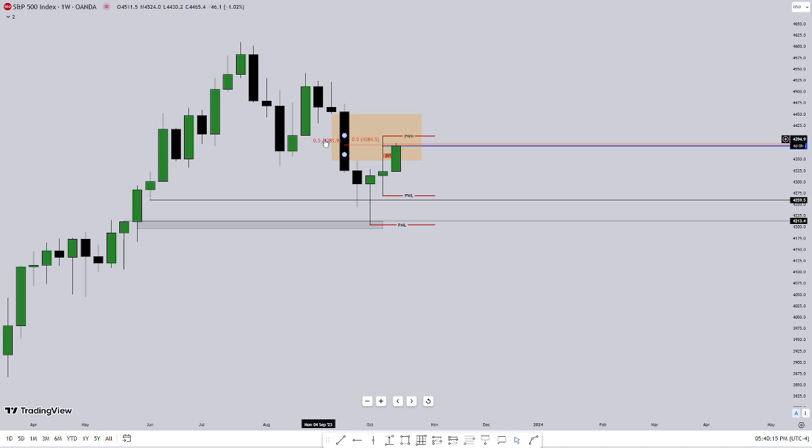Is this the consequent? Oh, wait, no. We have the consequent encroachment, if I'm not wrong, of this fair value gap, which is right at this high. So I'm just going to mark this high as consequent encroachment, which is also the previous week high. As you can see, this was our previous week low, previous week high, and we have our previous month low right here.